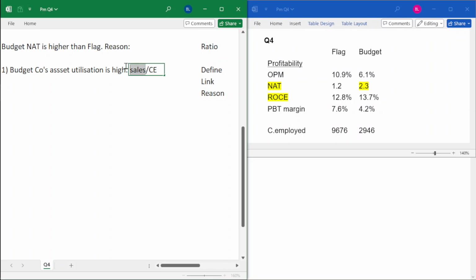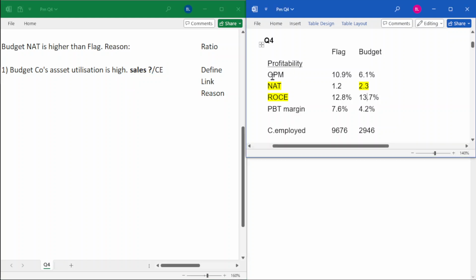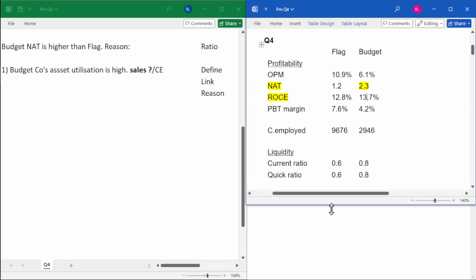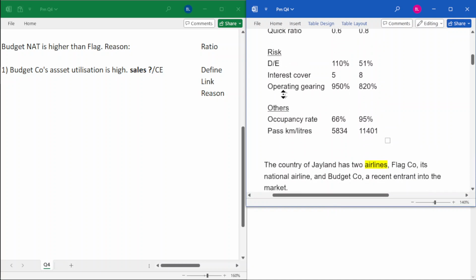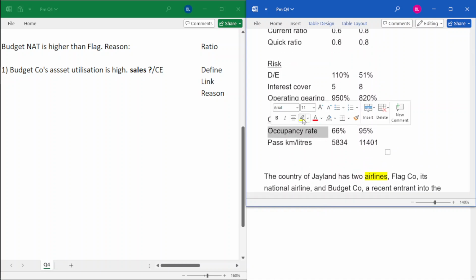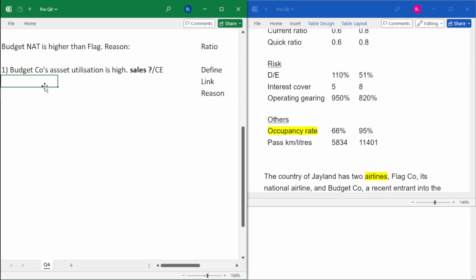But for NAT we focus more on the sales. So let's see, the profit, sales. Occupancy rate is related to sales. So let's put here: occupancy rate for budget is higher than flat. Okay, this is a reason we give.